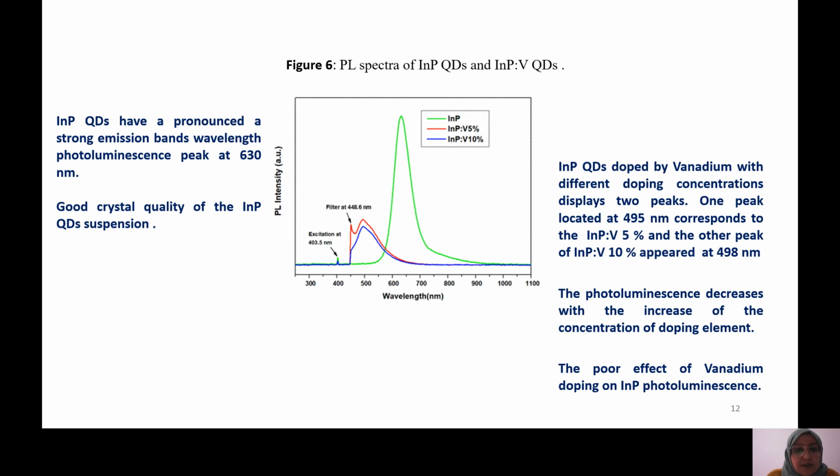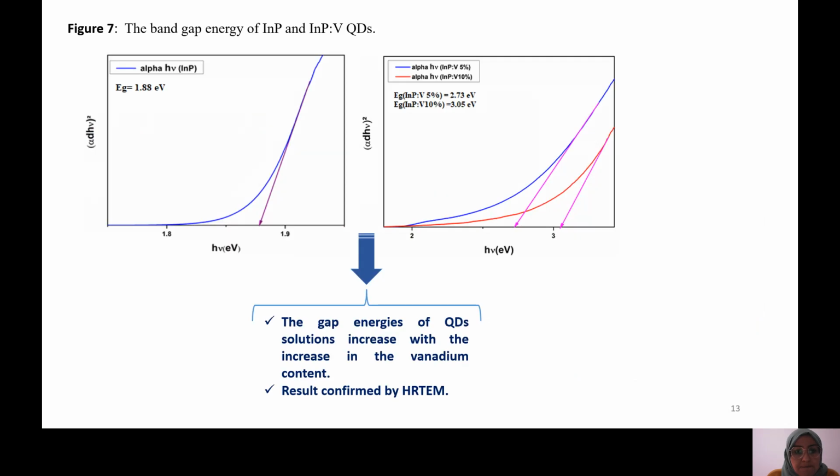The InP quantum dot has a strong emission band photoluminescence peak, which means it has good crystal quality, while the photoluminescence of InP doped with vanadium decreases with the increase of the concentration. Hence, the vanadium has a poor effect on the optical properties of InP quantum dot. In this part, the gap energies of quantum dot solution increase with the increase in the vanadium content, and those results are confirmed by the high resolution TEM.